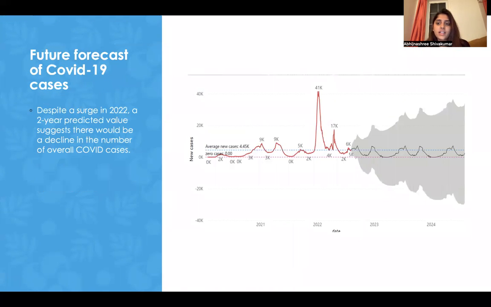Based on the statistics and the data which we collected from the data set, we can see that the future forecast, from the historical data and how it has been affected, shows that there would be a decline in the number of overall cases, but we cannot keep our guard down because until today, the variants have been unpredictable and new variants continue to multiply and continue to come into the picture.